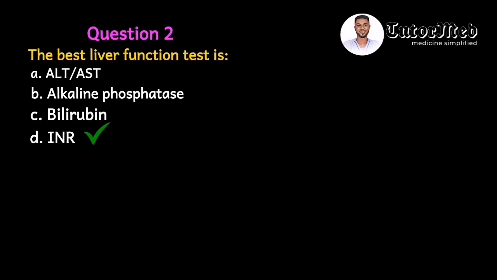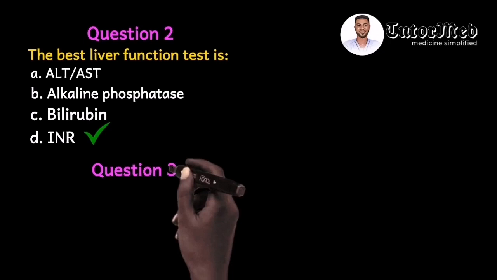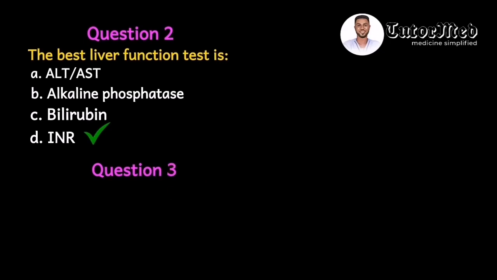Enzymes, like we said, are tests of injury. ALT/AST are markedly elevated in hepatocellular injury, while ALP is markedly elevated in cholestatic injury. Bilirubin can be elevated in the setting of a normal liver function, and so an elevated bilirubin is not necessarily equal to a deranged liver function. And so option D is the best liver function test.